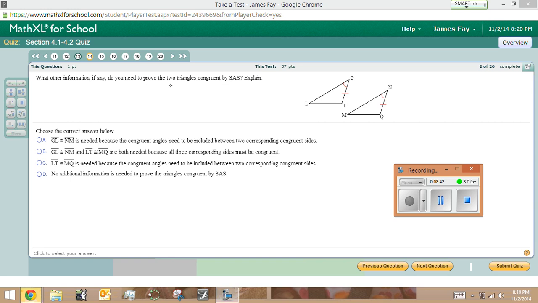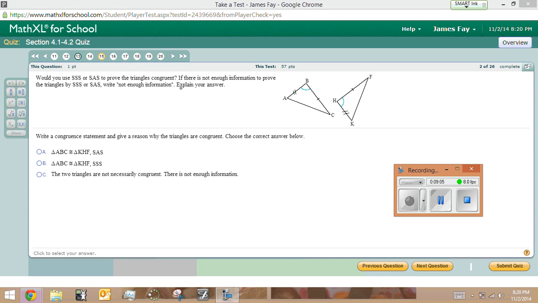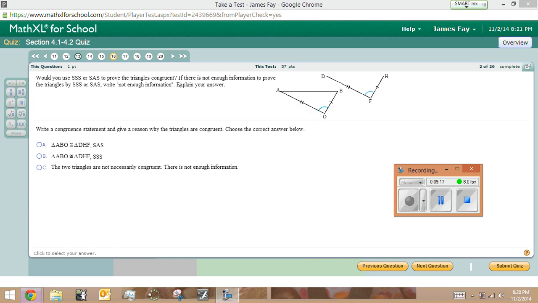Okay, we want to show that these two triangles are congruent by side, angle, side. So what other information do I need to know? I need to know that side there is congruent to that side there. By side, angle, side, that would be the information we need. So I'm going to say GL congruent to NM. It says as needed because the congruent angles need to be included between the two corresponding congruent sides. With this particular question, it says would you use SSS or SAS to prove the triangle is congruent? We would use SAS. Okay, so option A there. Again, this question for me, side, angle, side. So we'd say side, angle, side, SAS.